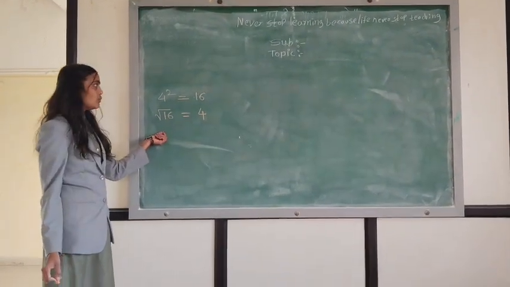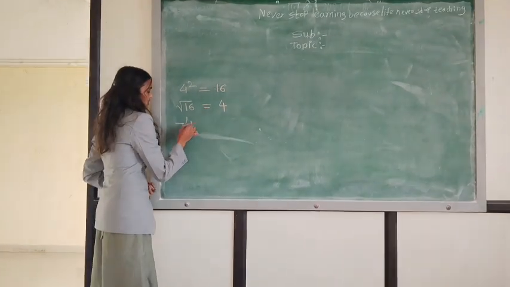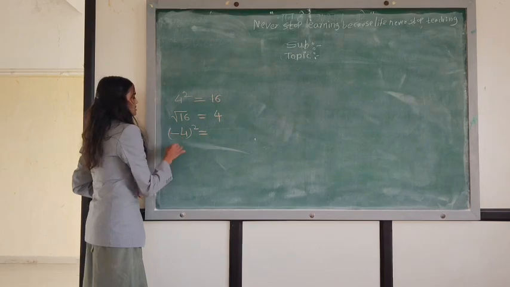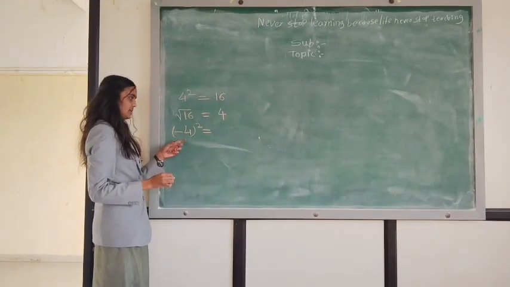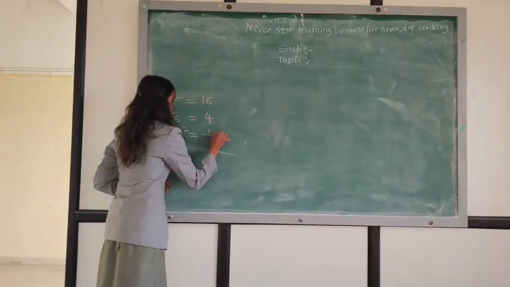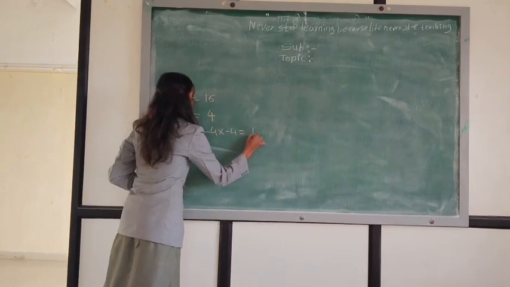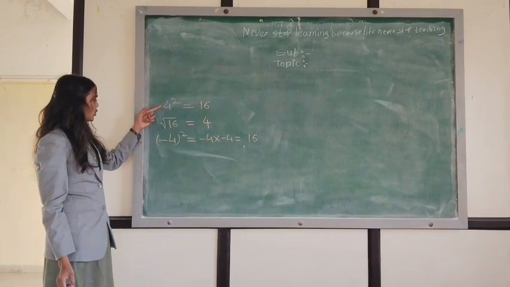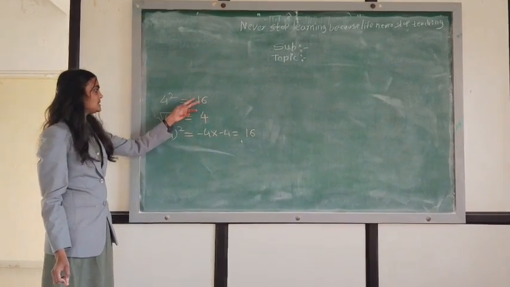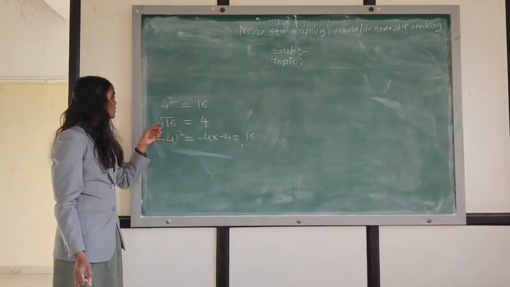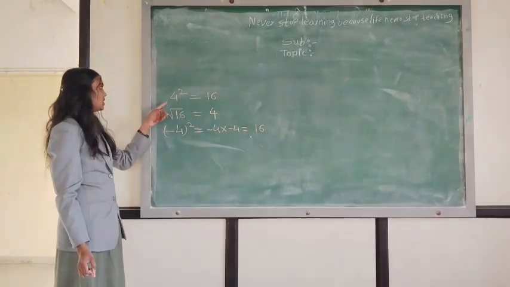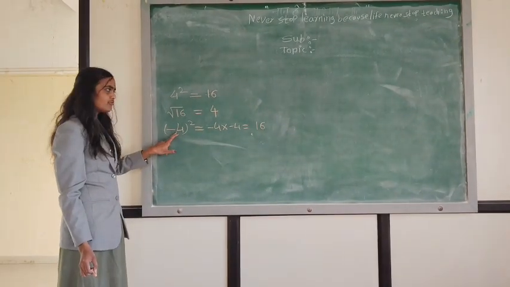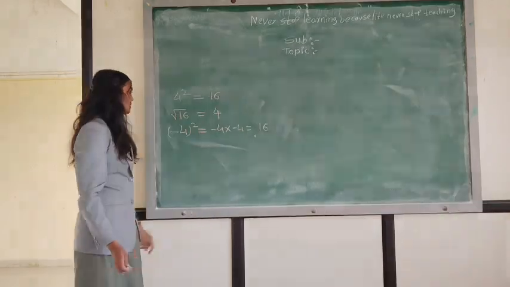And if I ask you what is the square of minus 4? The square of minus 4 is 16. So square is nothing but the multiplication of a number by itself, that is minus 4 into minus 4 is equal to 16. So if you observe here, the square of 4 and the square of minus 4 are the same, that is 16. Even though the signs are different, the square of positive 4 and the square of negative 4 are the same, that is 16.